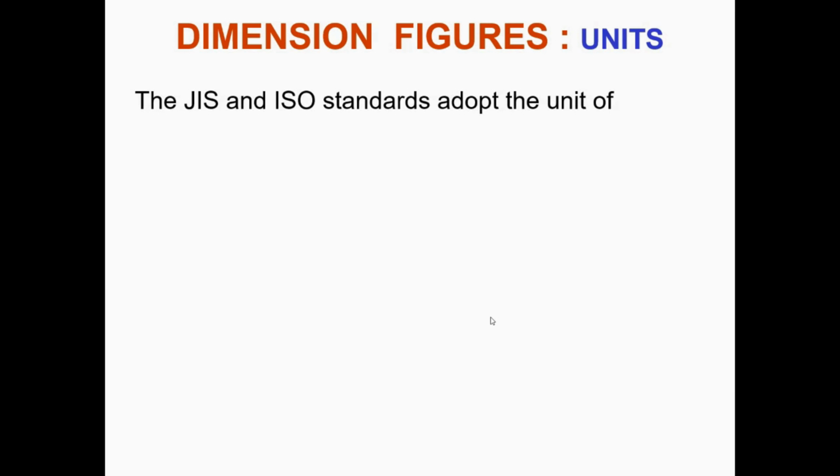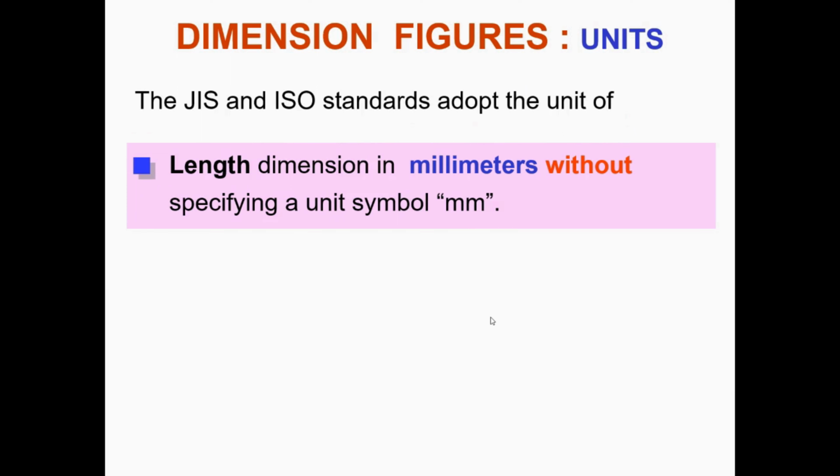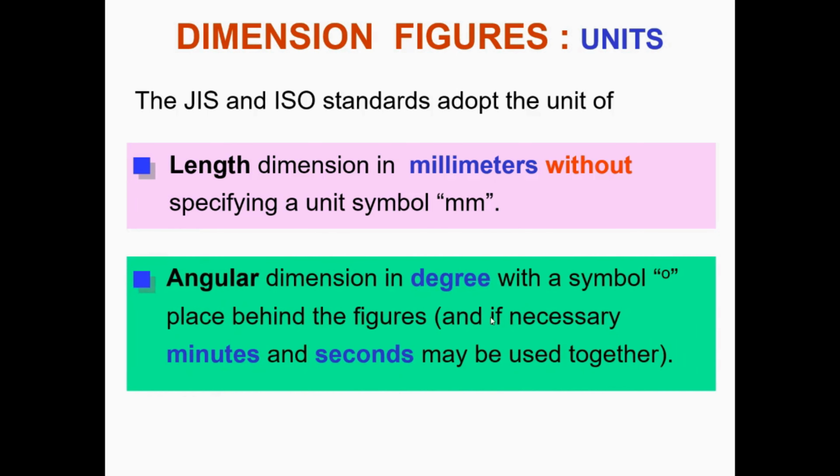Let's look at dimension figures with respect to unit. So the JIS and the ISO standard adopt the unit of length dimension in millimeters without specifying a unit symbol mm. So there are times where you see 35, 20, 50, and if you are using a metric system, there's no need to bring the unit mm because we know that we are using the ISO standard, basically the metric system. And also angular dimension in degree with a symbol of that, placed behind the figure. And if necessary, minutes and seconds may be used together.